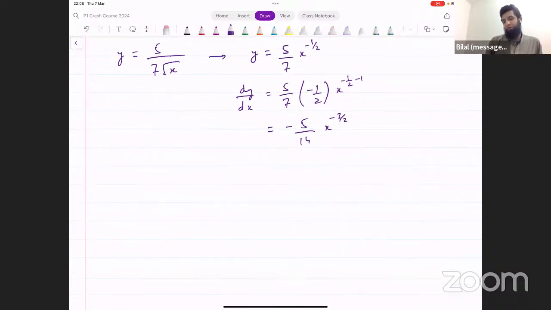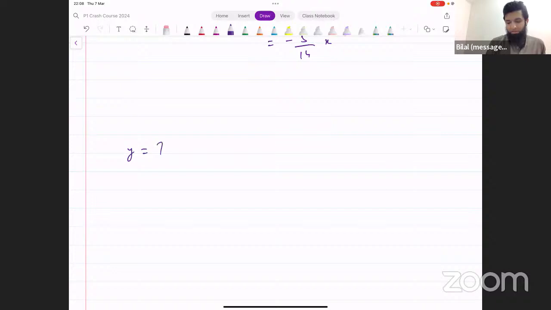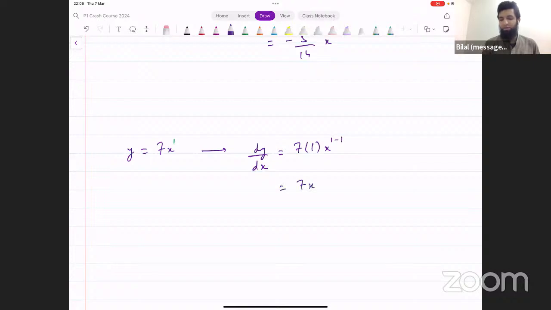Let's say you have y equals 7x. How do you differentiate this now? dy over dx, derivative of 7x. Let's apply the power rule on this. 7x means it's 7x raised to power 1. If we apply the power rule, what does that give us? 7 into 1 into x raised to power 1 minus 1, right? That's going to give you 7 into x raised to power 0. X raised to power 0 is 1, and that just leaves us with 7.